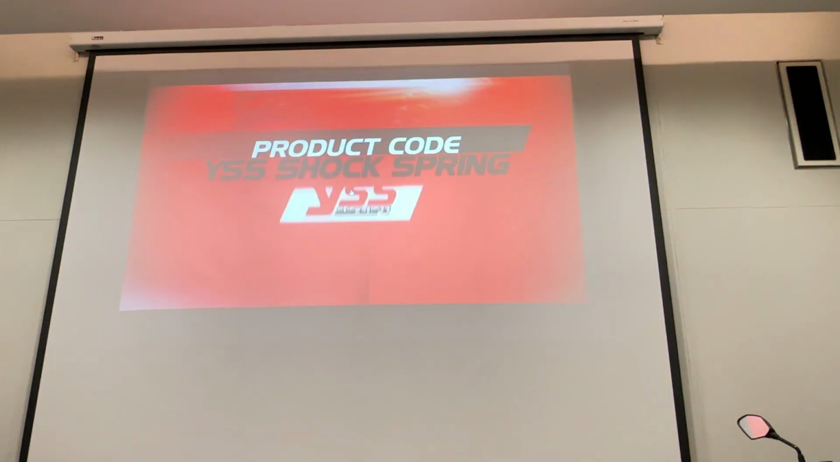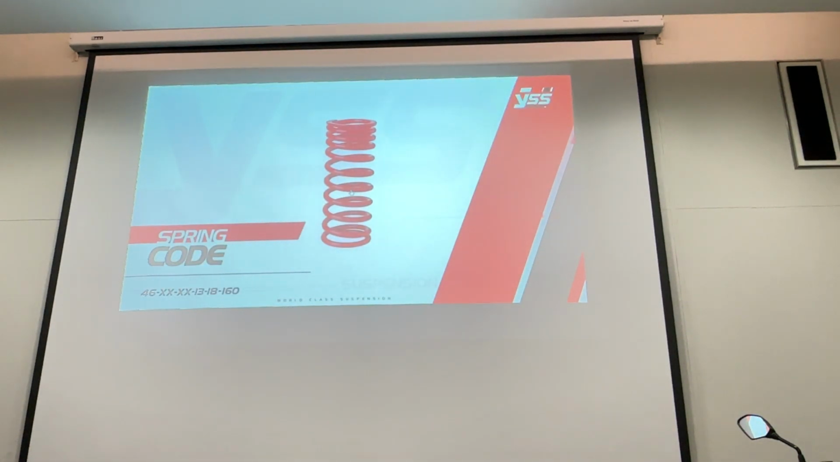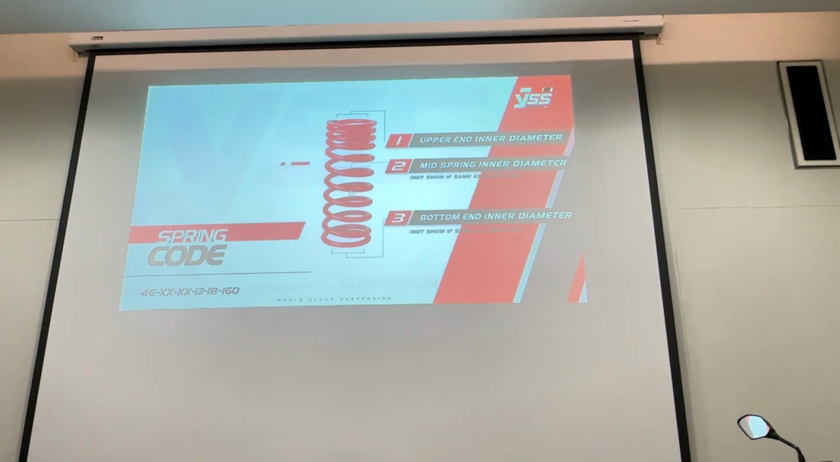YSS shock spring product code. Digit 1: inner diameter at top of spring. Digit 2: inner diameter at the middle of spring. It will not be indicated if the size is equal to the top. Digit 3: inner diameter at the bottom of spring. It will not be indicated if the size is equal to the top.